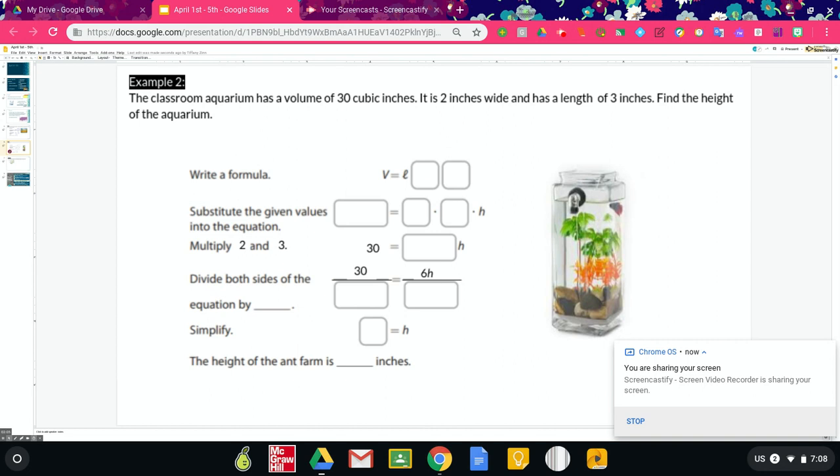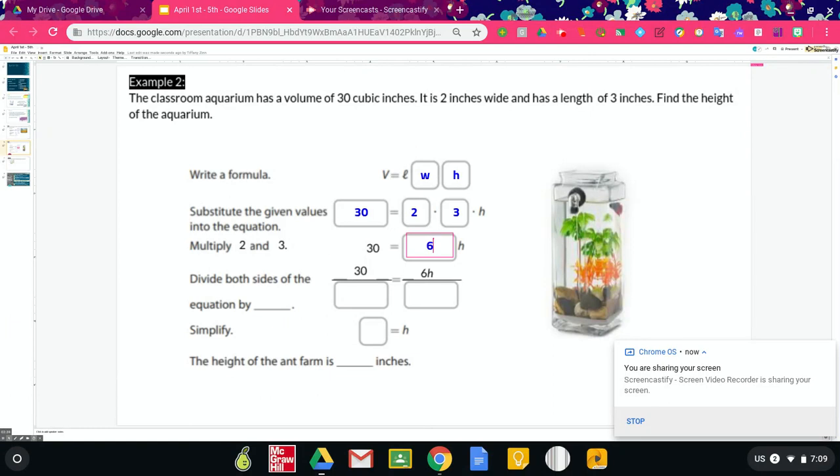So again, first step is looking at your formula, length times width times height. Substitute the given values into the equation. So we're given the volume of 30, a width of 2 inches, and a length of 3 inches. Next step is to simplify and multiply the 2 by the 3. So 2 times 3 is 6, and we're left with 30 equals 6 times H.